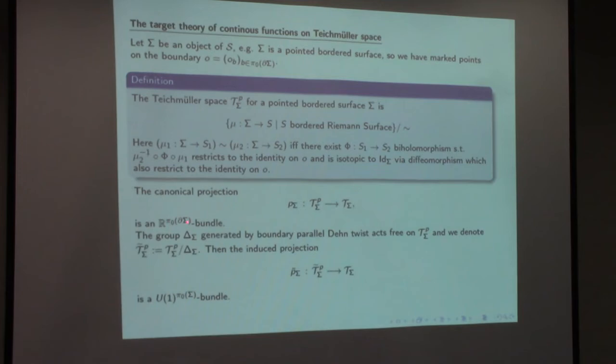And so what you can do here is that you can basically just twist a certain amount around each boundary component. And because I have this marked point here, this doesn't want to twist. So I have an R bundle over the usual Teichmuller space. And then, of course, I have the Dehn twists, which are parallel to the boundary. So if I just look at the Dehn twist in the curve that's just sitting parallel to a boundary component, that acts on the space, and it acts now non-trivially. But if I divide that action out, I get a new space, which is called the same thing, except there's a tilde on it, and that is a U1 bundle now, to as many boundary components as the surface has. So for example, this guy here, it's a U1 to the fourth bundle over this Teichmuller space.